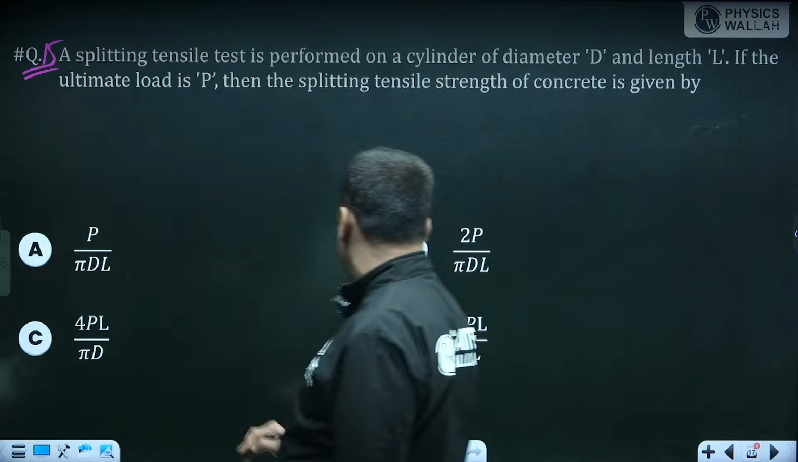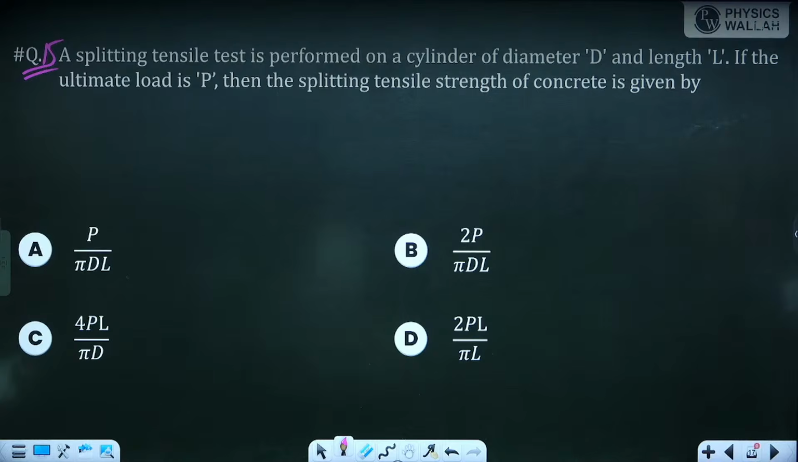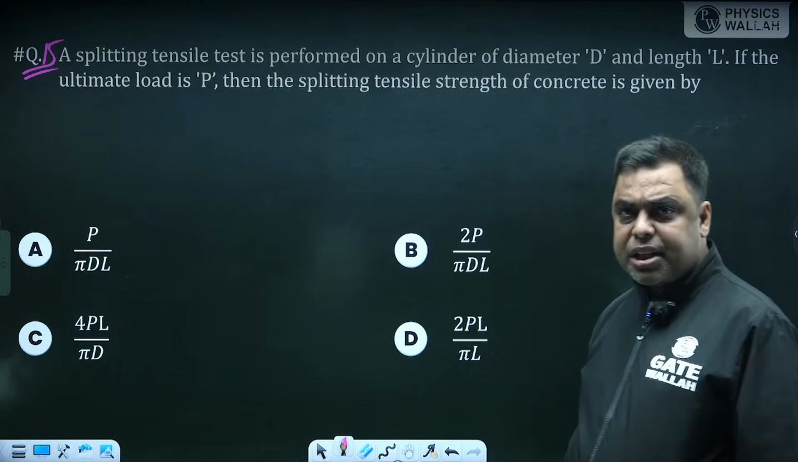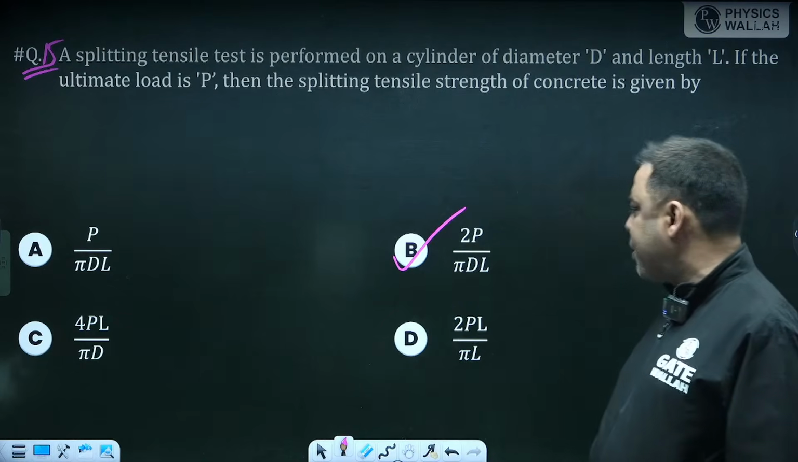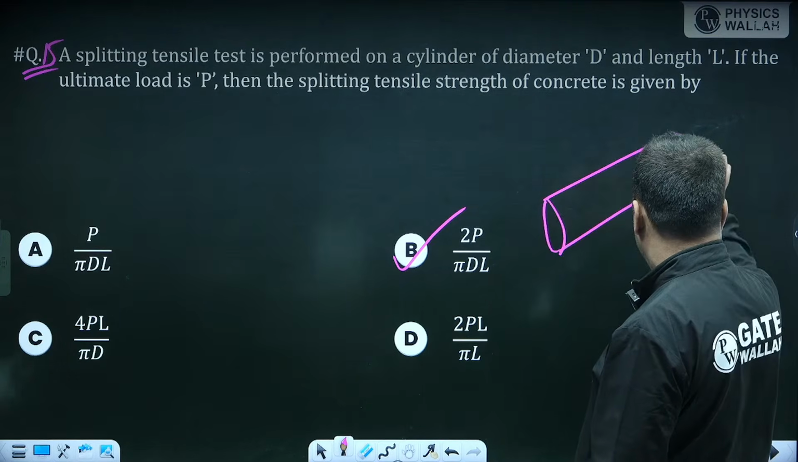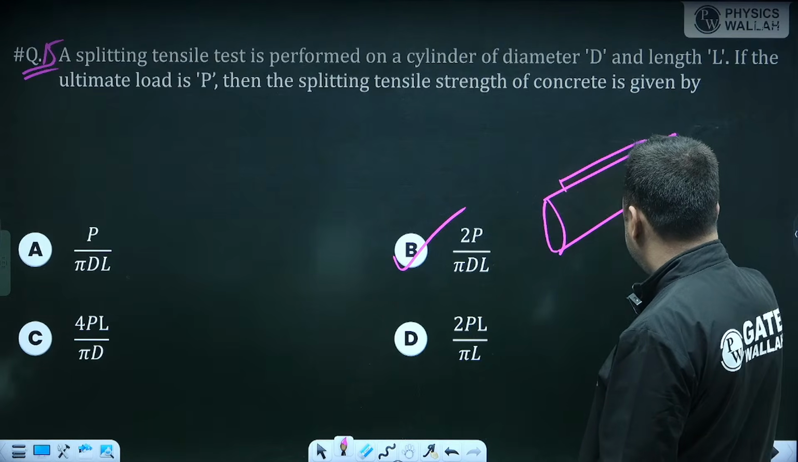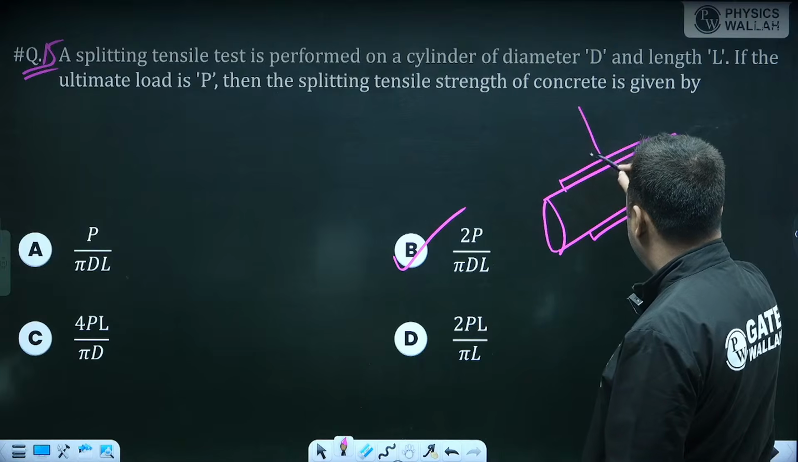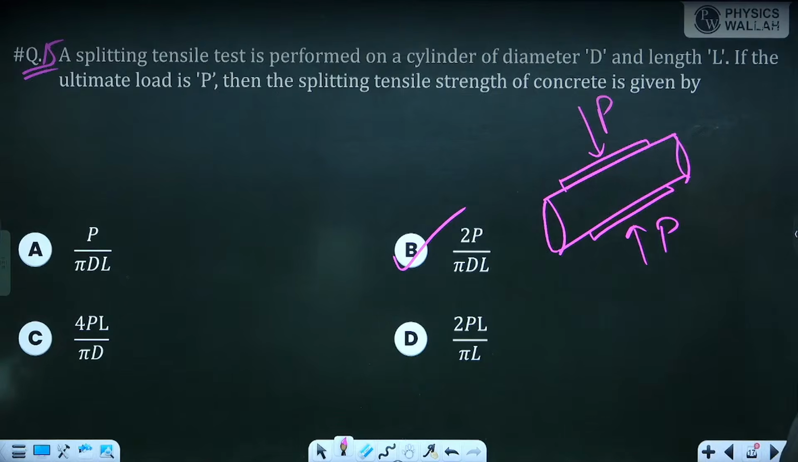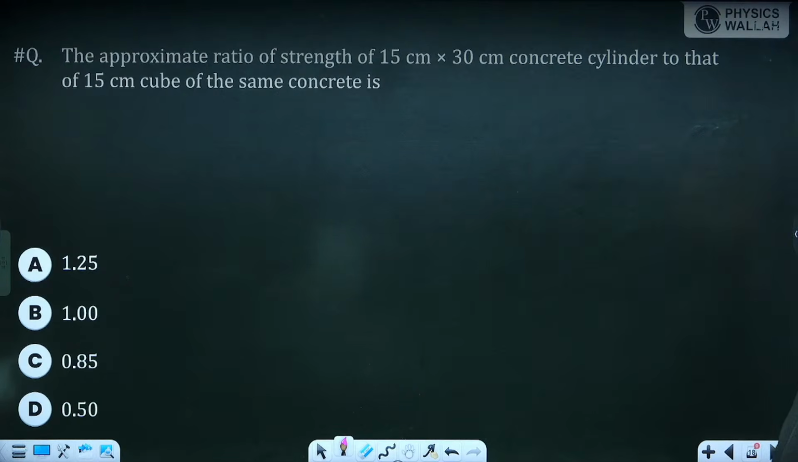Again a formula based factual question. B, right? It's a fact question. B, 2P by pi DL. We have a cylinder like this. Over there we have the strip of plywood. At the bottom we have the plywood. We are applying the load P. Over here the reaction of load P will be coming. Good. Next question.